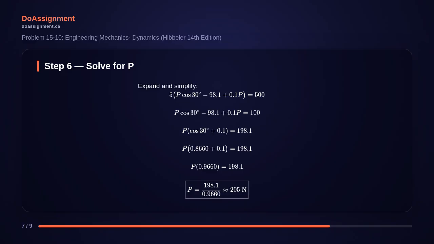Dividing both sides by 5, then collecting all terms with P on the left side, we get P times the quantity cosine 30 degrees plus 0.1 equals 198.1. Cosine 30 degrees is approximately 0.866, so the bracket equals 0.966. Dividing 198.1 by 0.966 gives P approximately equal to 205 newtons.